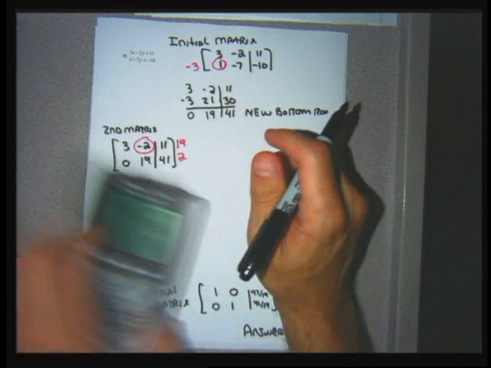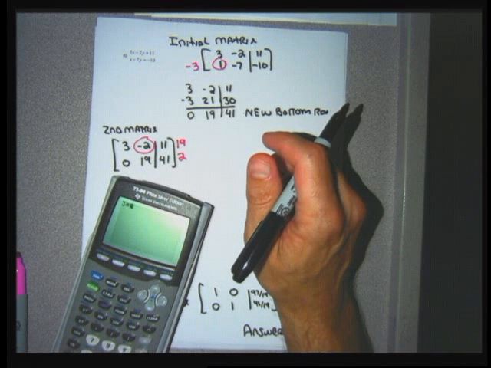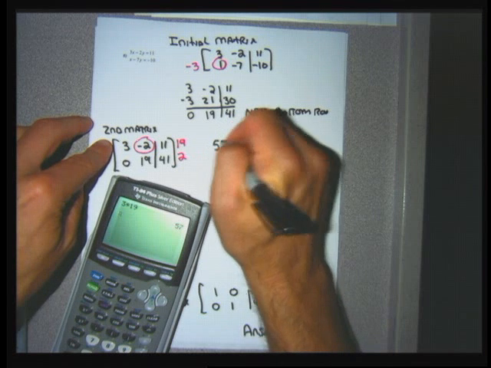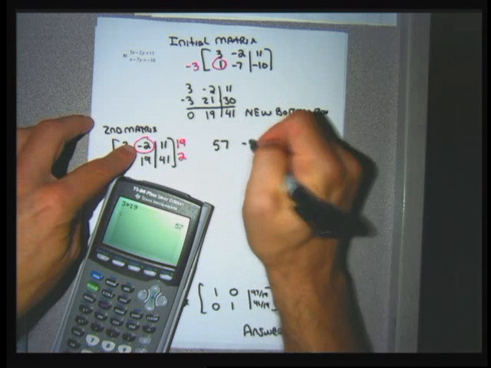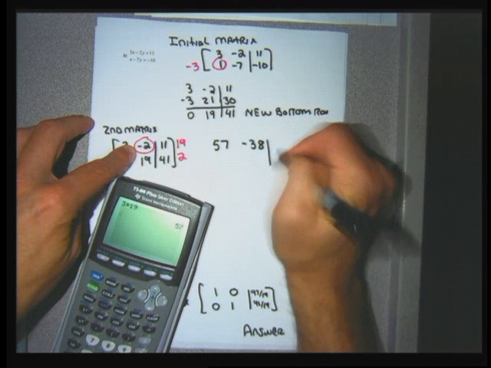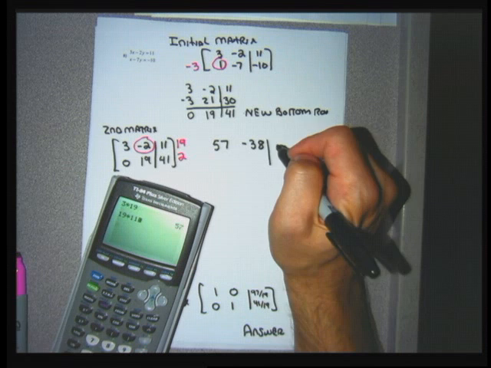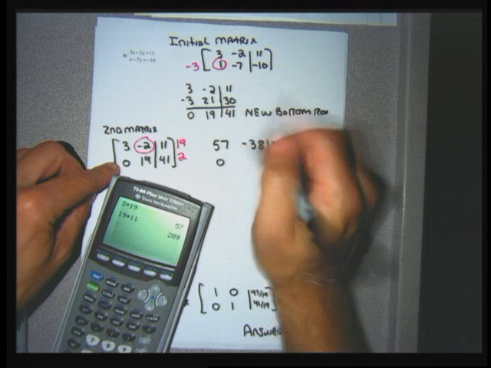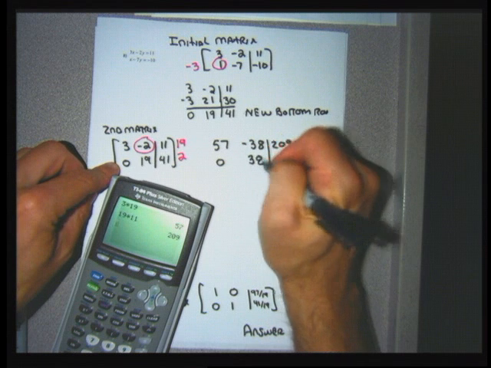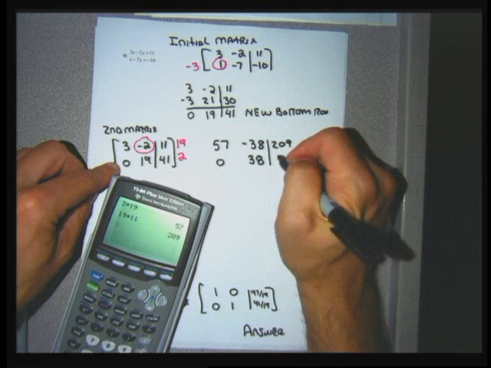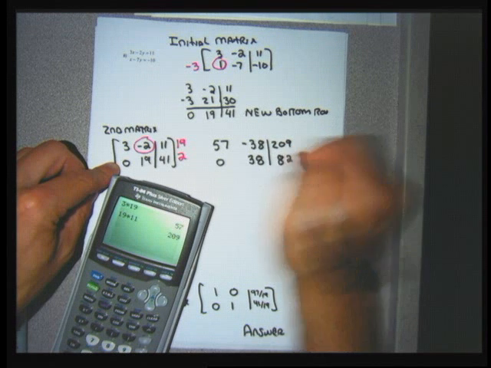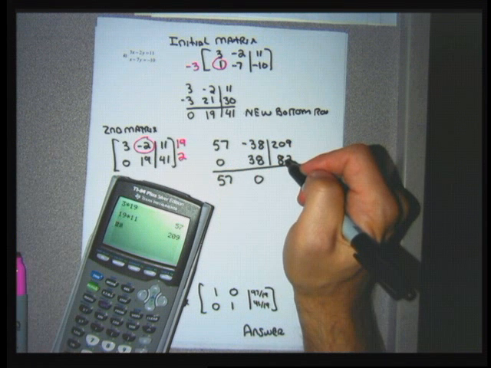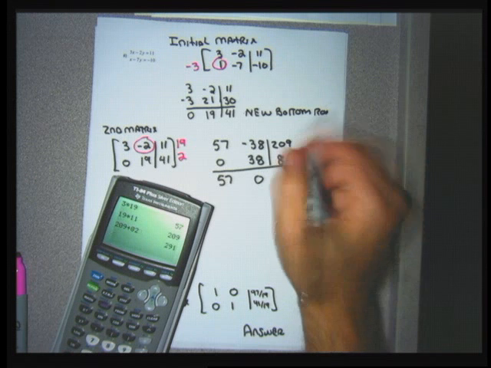Top row by 19 is pushing me a little bit. 3 times 19 is 57. So when I do the top row by 19, I get 57. 19 times negative 2 is negative 38. And then 19 times 11 is 209. Bottom row by 2, 0 times 2 is 0, 19 times 2 is 38, and then 41 times 2 is 82. Add these together, I get 57, 0, and then 209 plus 82 equals 291.